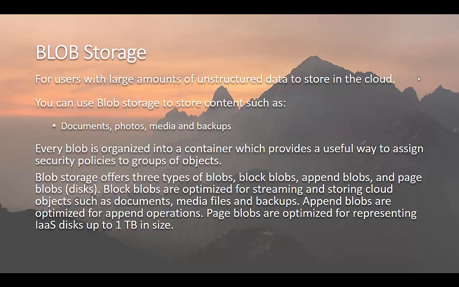Every blob is organized into a container which provides a useful way to assign security policies to groups of objects. Now, we offer 3 types of blobs: block blobs, append blobs, and page blobs. Block blobs are optimized for streaming and storage of cloud objects such as documents, media, and files. Append blobs are optimized for append operations, and page blobs are optimized for representing IaaS disks up to 1 terabyte in size.